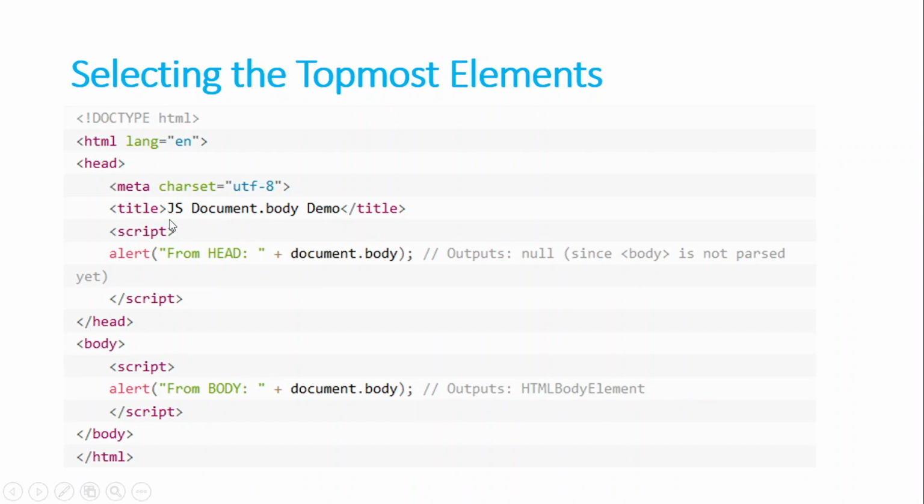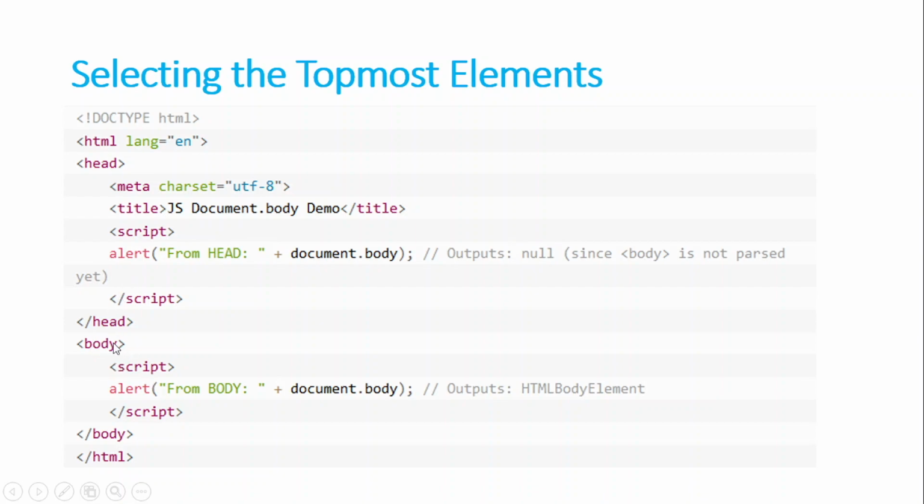Now you can see in this example it is adding document.body at the start, in the head of the HTML page. So it will load this JavaScript first before the HTML. At that time it will give you null. You can see that it is giving us null. Why is that? Because while we are executing this JavaScript, at that time body is not parsed by the browser, so body is not yet loaded. That's why it is giving us the null value.